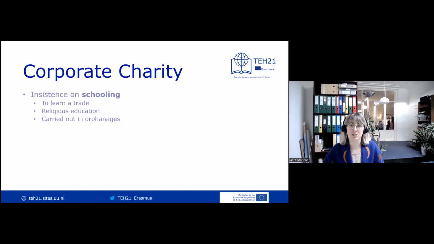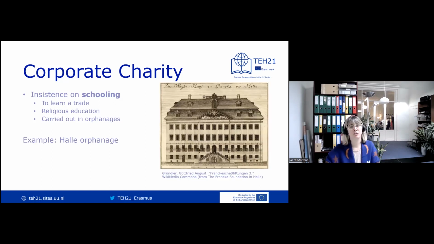While some authorities started issuing compulsory education laws, it was rich private individuals who founded orphanages, where children would receive not only a religious education, but would also learn a trade, thus granting them the possibility to find a job and hopefully to leave poverty in their adulthood. To carry out most of these corporate charities, an example of this is the Halle orphanage, founded by August Hermann Francke in the 18th century.